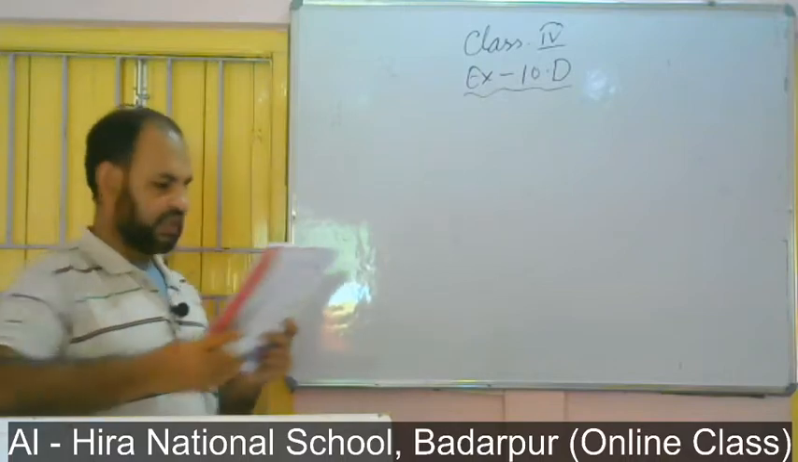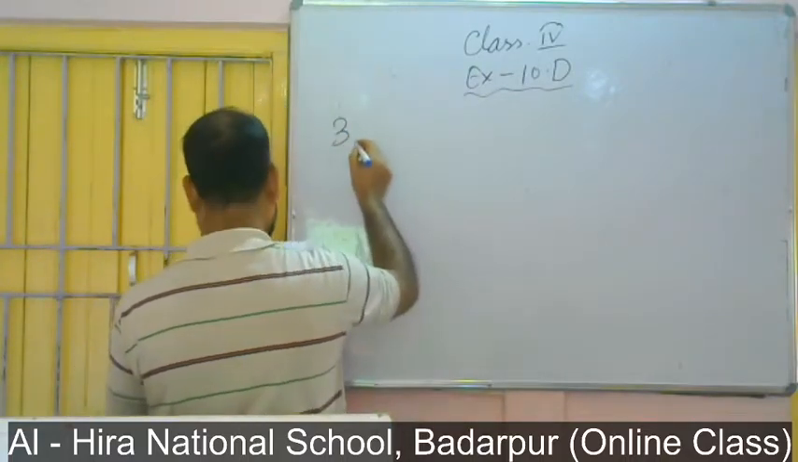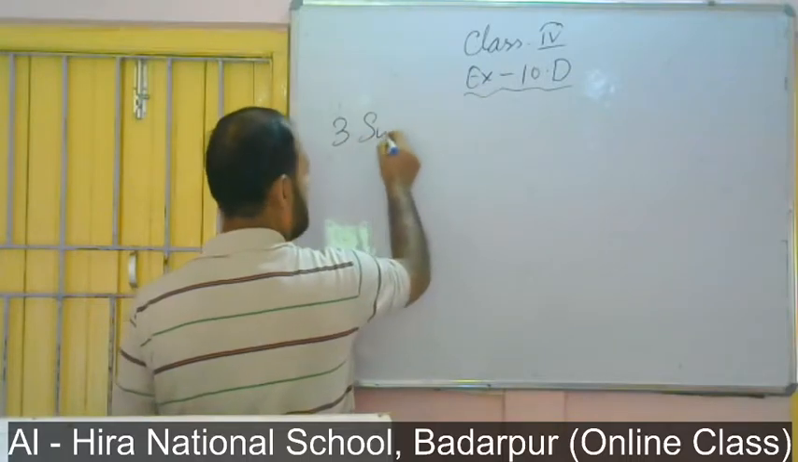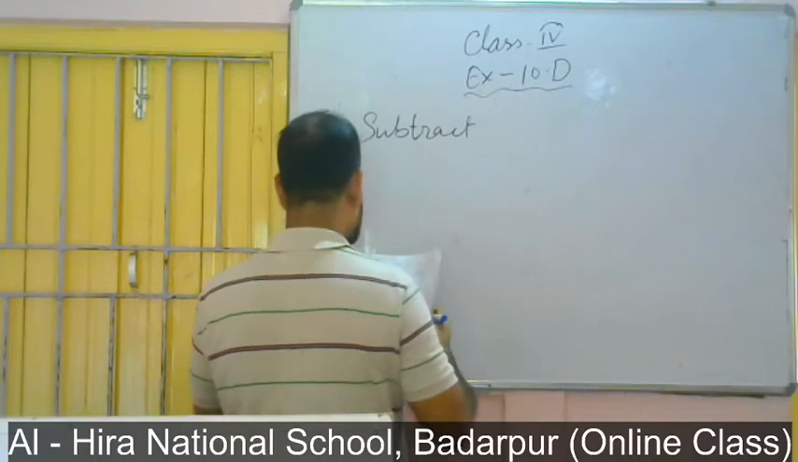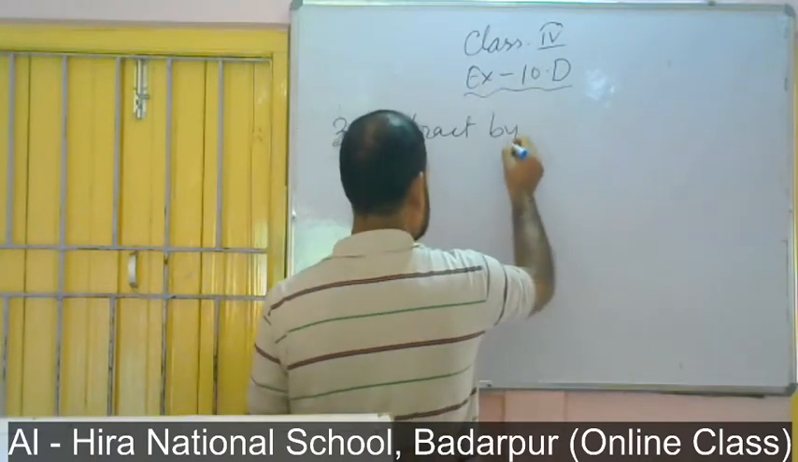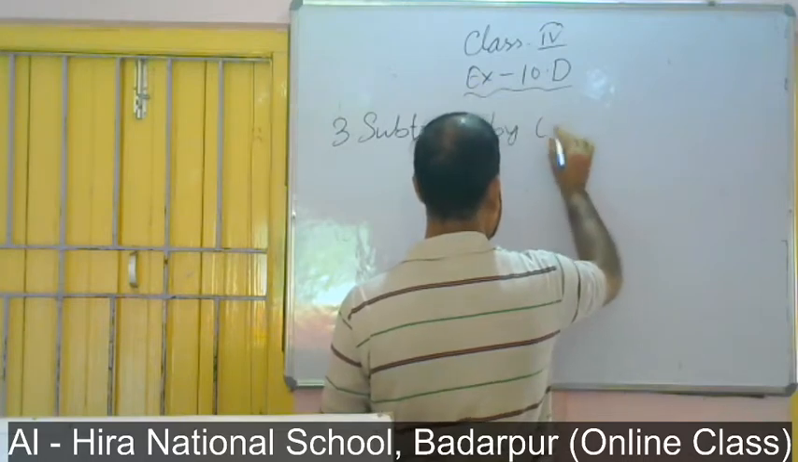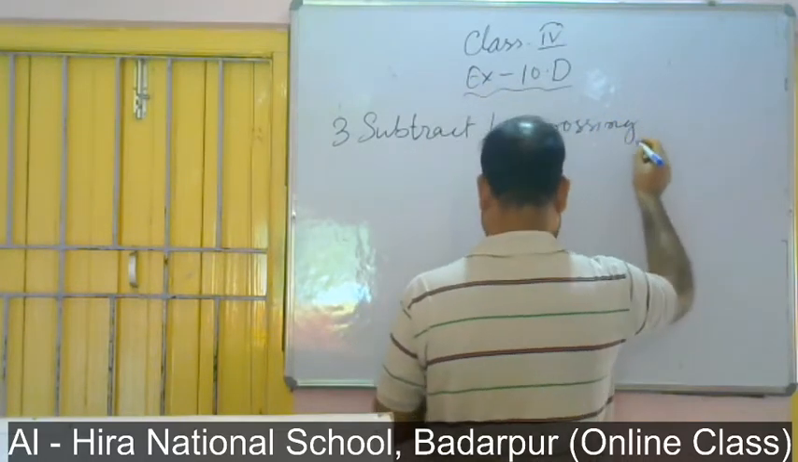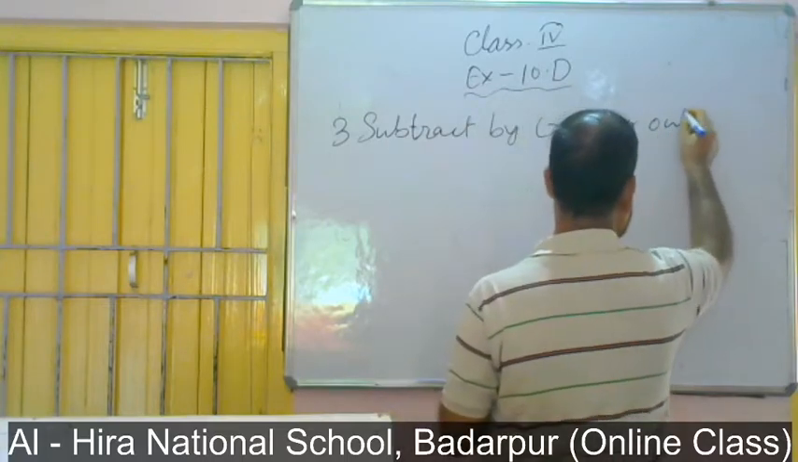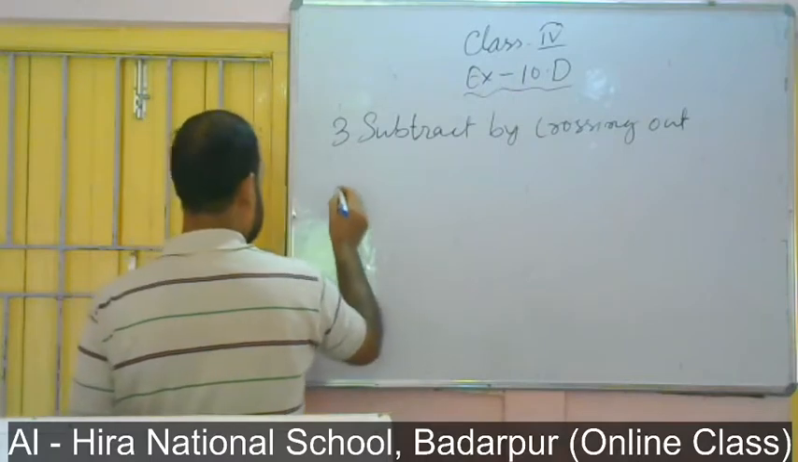Question number 2 finished. Next, question number 3. Subtract by crossing out. Number A.